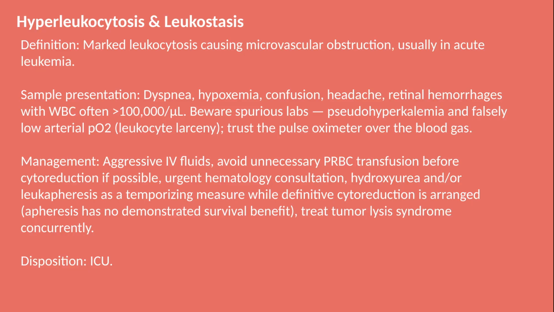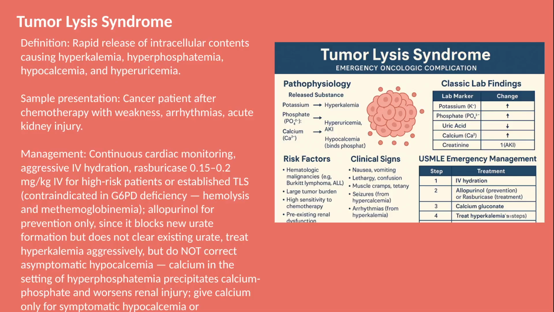Call hematology urgently for cytoreduction with hydroxyurea, induction chemotherapy, and leukapheresis in selected symptomatic patients, recognizing that apheresis is a temporizing measure whose survival benefit is not established. Anticipate and treat tumor lysis syndrome at the same time, since cytoreduction triggers it. ICU admission.